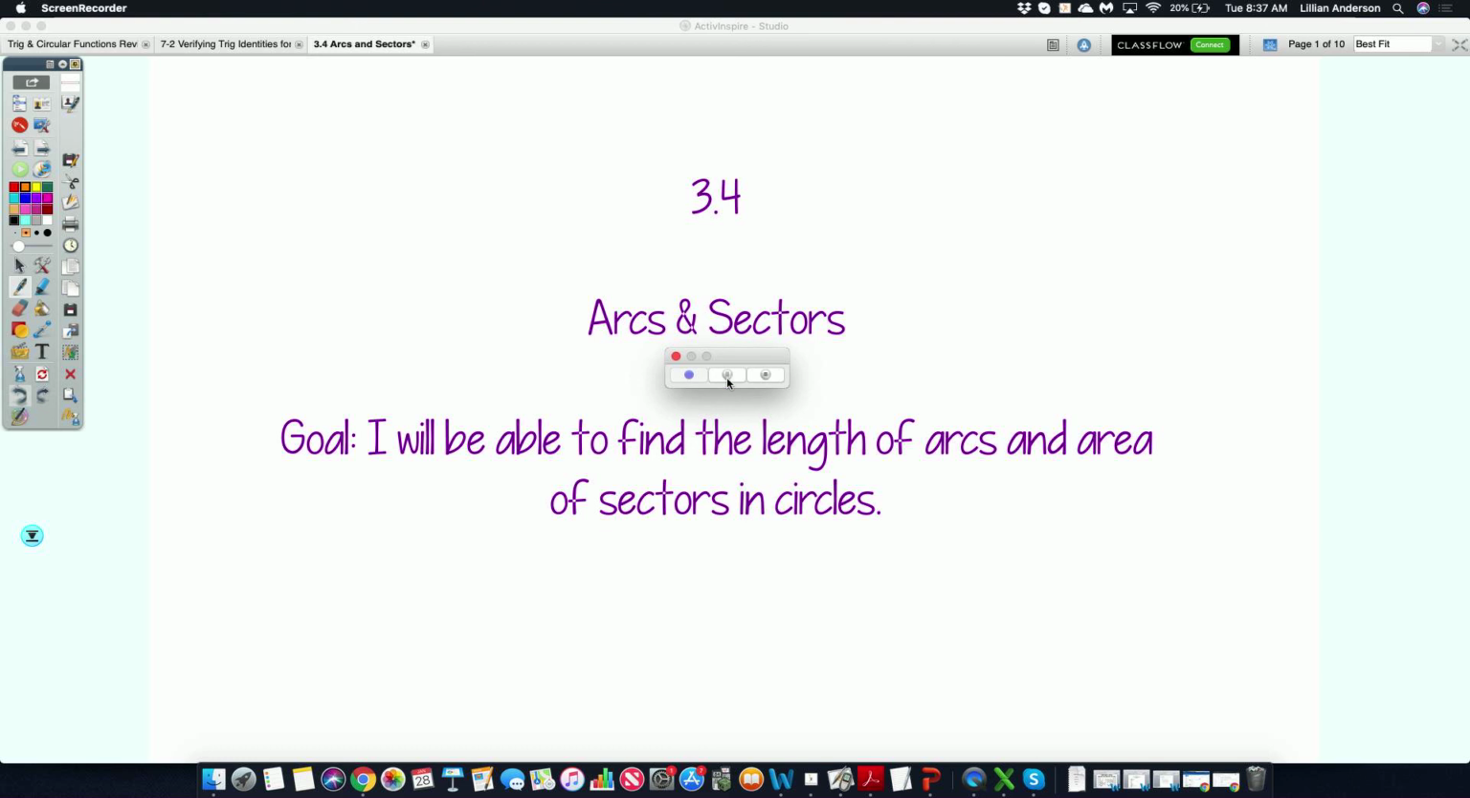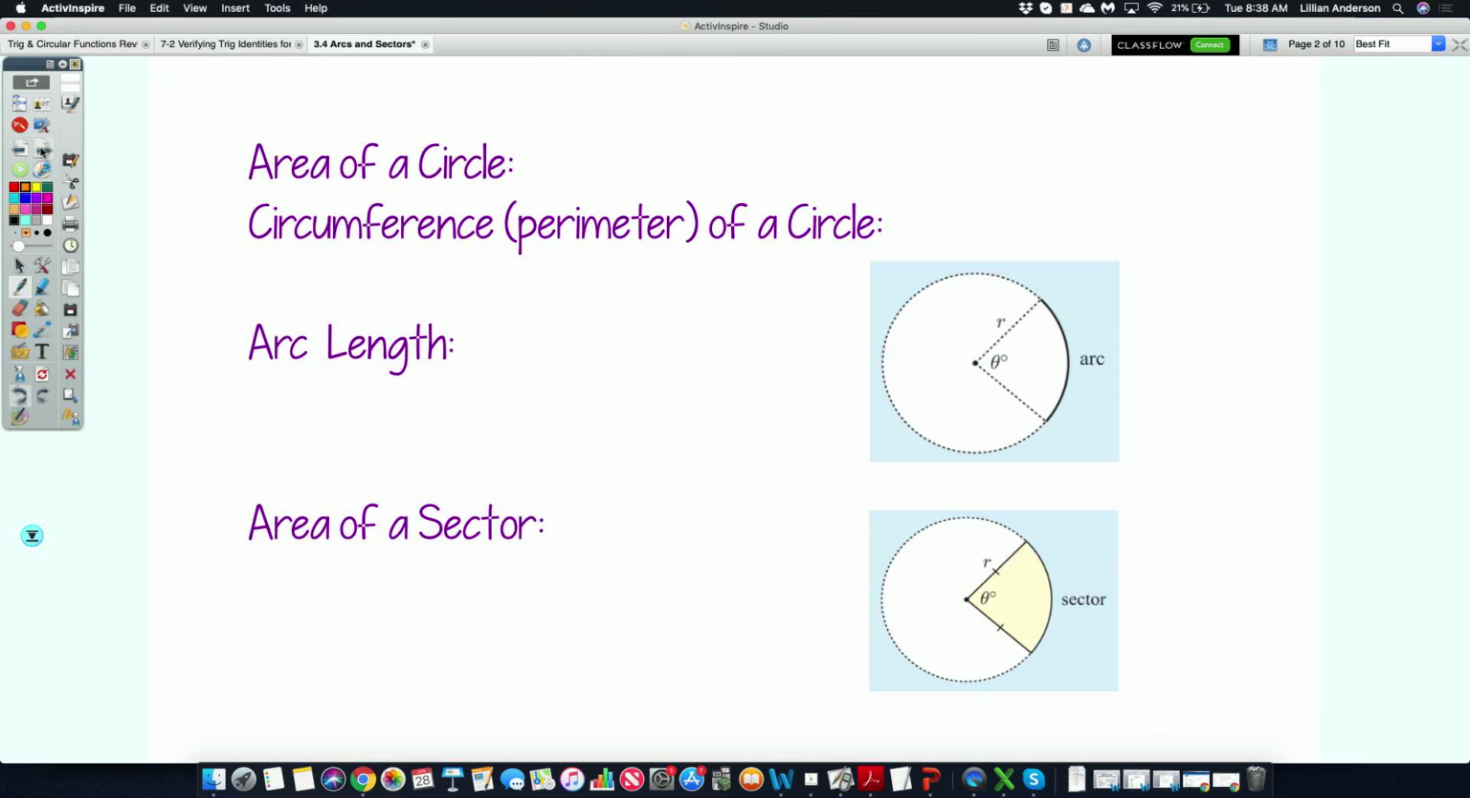So, lesson 3-4, we're talking about arcs and sectors. You guys are going to be able to find lengths of arcs and areas of sectors and circles and be able to apply those concepts to different types of problems, okay? And they're very simple, straightforward concepts. It's more so about how you're able to apply them in the different types of problems that you're getting, okay?